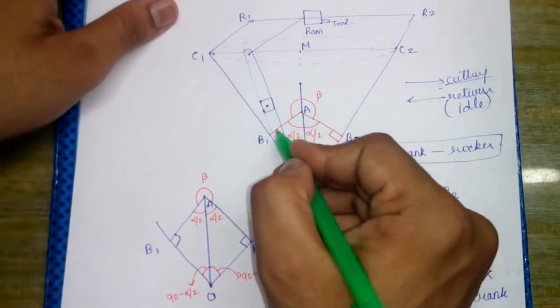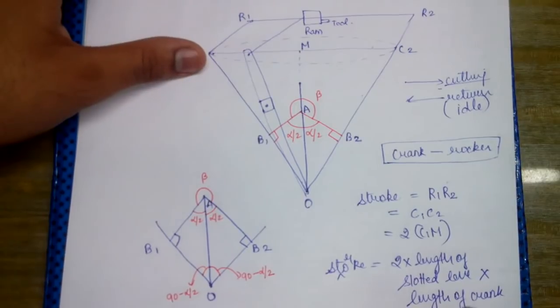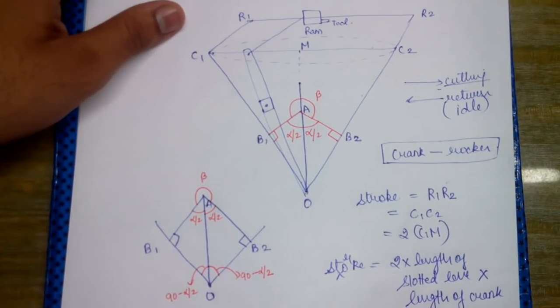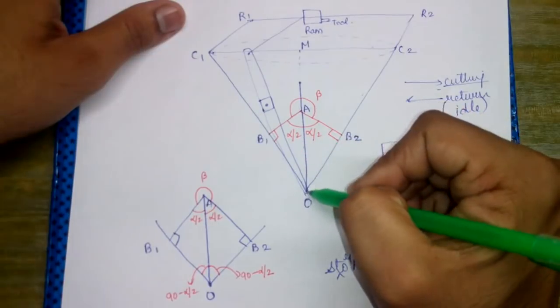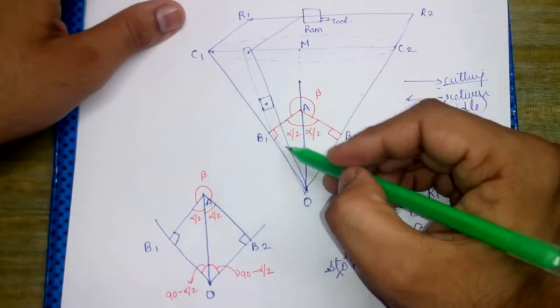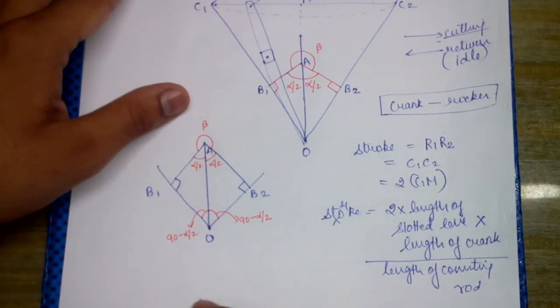This is the crank, this is the slotted lever. Stroke length is 2 into the length of the slotted lever into the length of the crank, whole upon the length of the connecting rod. This was the crank, and this rod is called the slotted lever or the slotted bar.